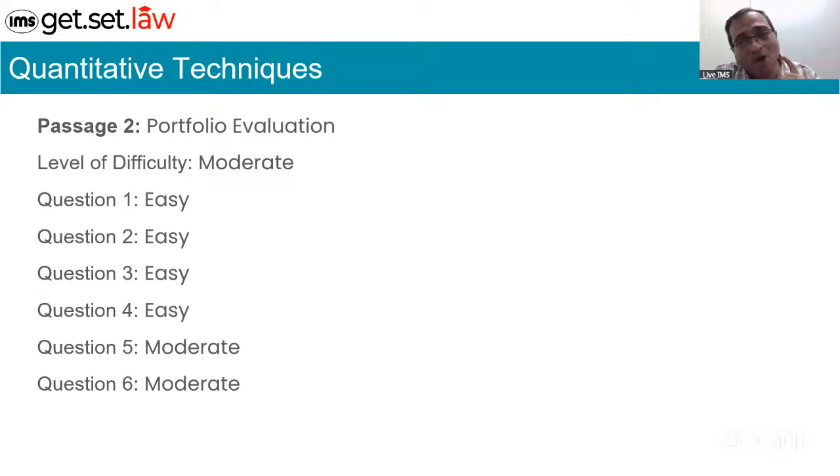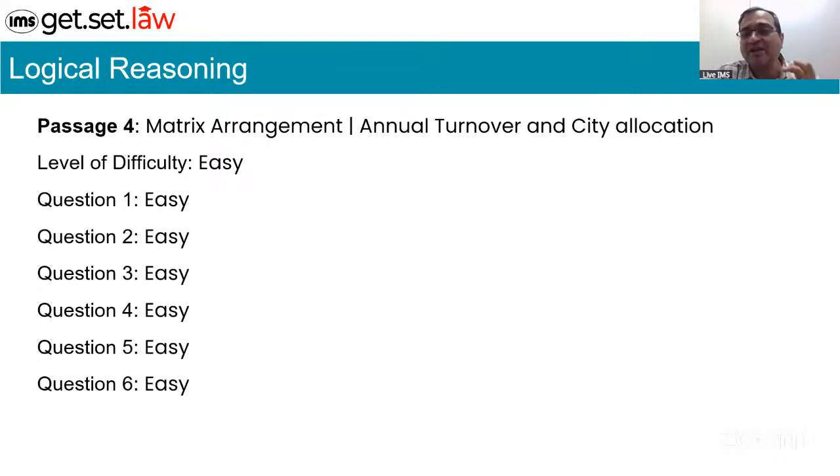Also, there was one more set in the logical reasoning section. It was based on matrix arrangement, on annual turnover and the city allocation to various people. Another very, very simple, straightforward set. 6 questions, all were very easy. You just had to get that diagram.